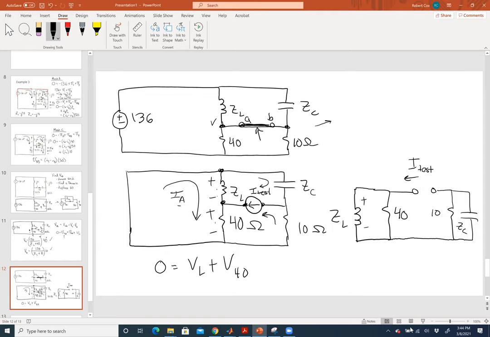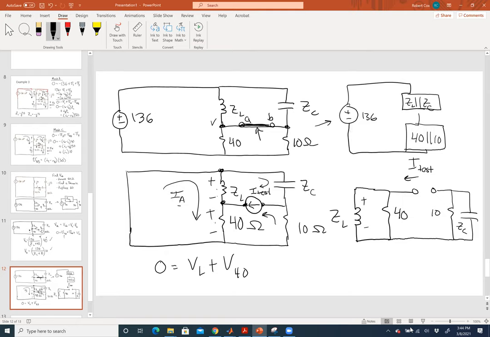Rather than just talking about it, let me draw it. I'd have 136, and up top ZL in parallel with ZC, and on the bottom, I would have 40 in parallel with 10. Like that, right? Then I could find the voltage across here with a voltage divider. Then how would I figure out the short circuit current from that point? Any ideas?